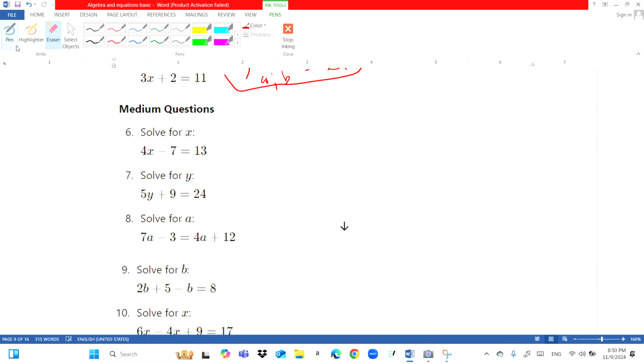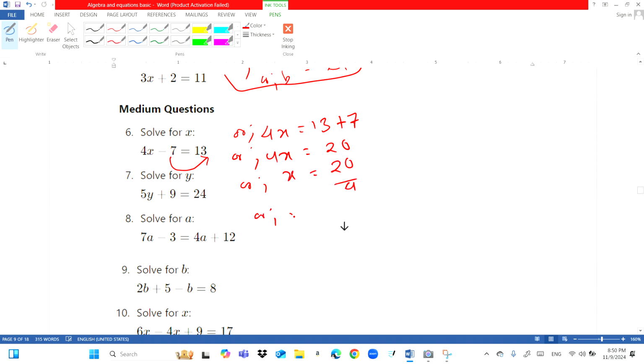Let's try this one out here. Now if I have to solve this, I'm going to send this 7 to the other side, and it's going to be 4x equals 13 plus 7. So I'm going to end up with 4x equals 20. Now, still this 4 will go other side and become divide, and it's 20 upon 4, or x equals 5. That's my answer.